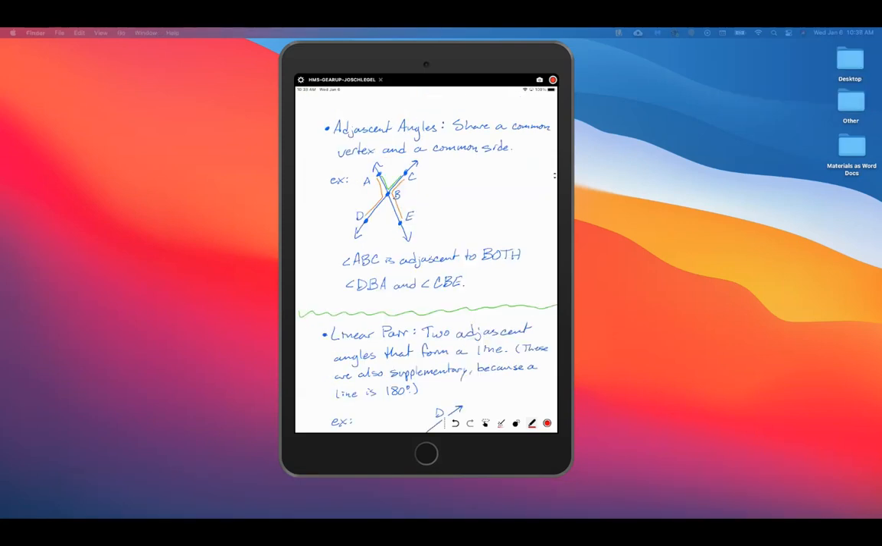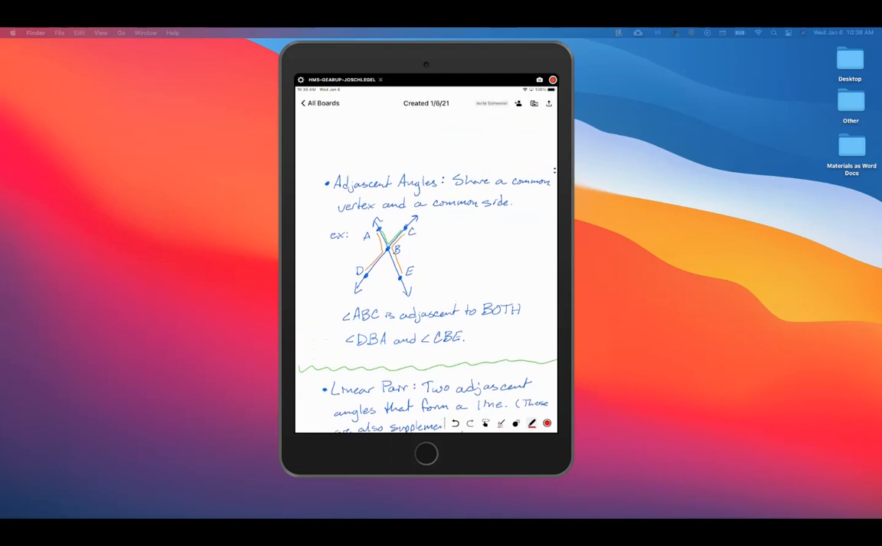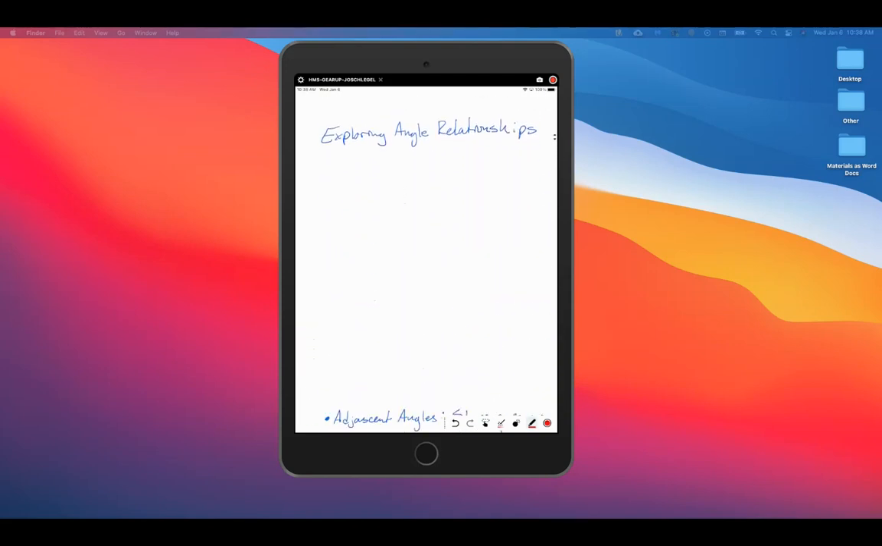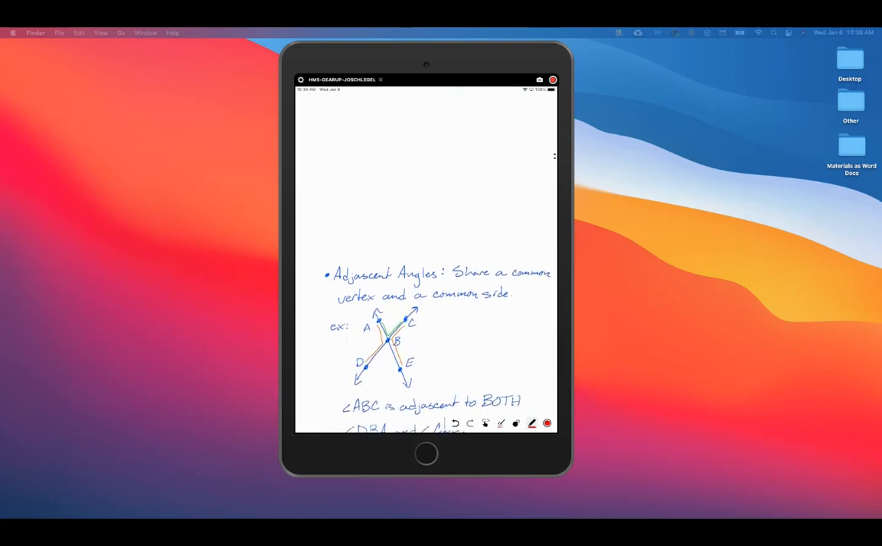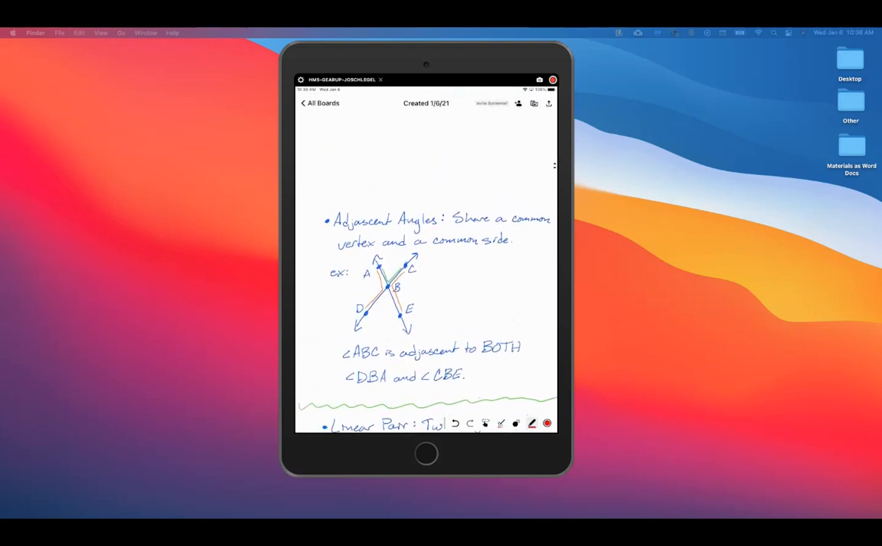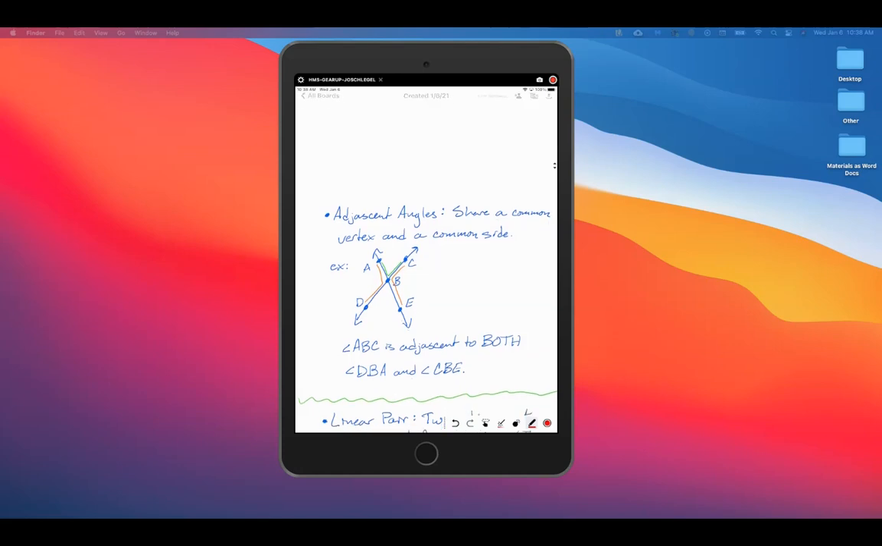All right, so beginning my video again, you can see I've scrolled back up to supplementary and complementary angles. They used to be up here. I moved them to the bottom so that I could add to them. But I've got adjacent angles defined here. So adjacent angles share a common vertex and a common side. And that's something we talked about in both supplementary and complementary angles a moment ago. But it is a situation where the angles share a common vertex and a common side.